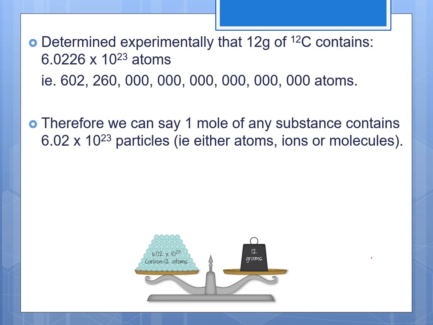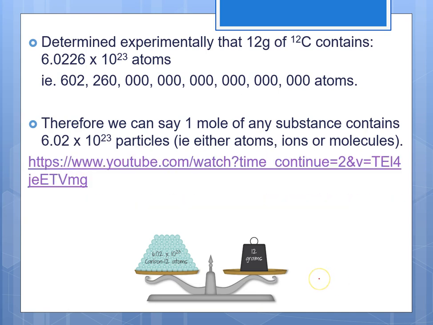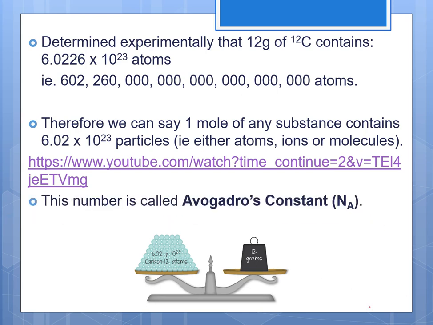So it was determined experimentally, okay? So it's an empirical measurement, and it was found to contain 6.0226 times 10 to the 23 atoms, okay? But we tend to round this down to about 6.02. Always remember to check the value that's specifically given in your data booklet. So 1 mole of any substance contains 6.02 times 10 to the 23 things, okay? There's a video here that you can go on and watch which talks about the mole and how it was derived.